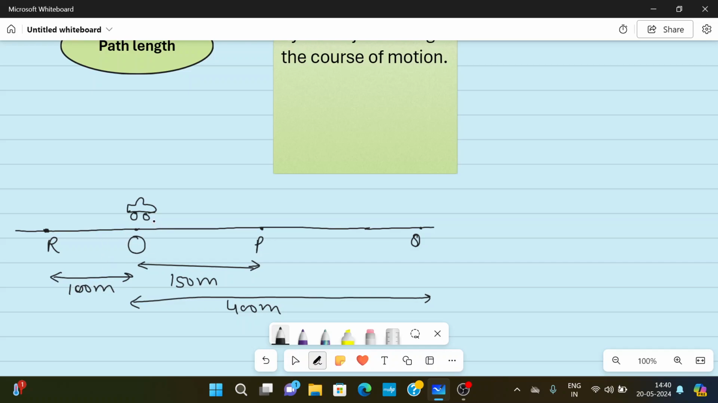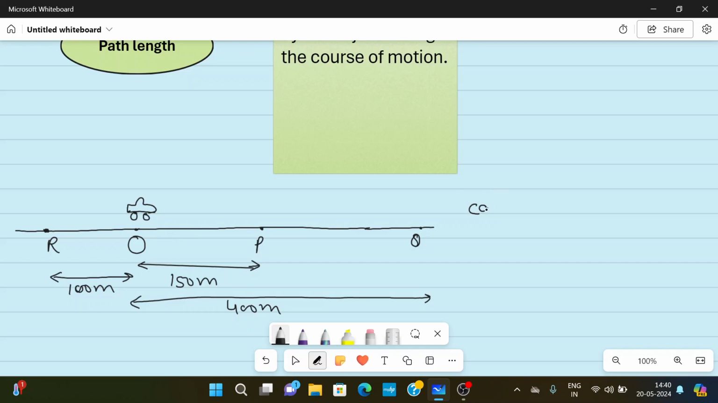Consider in the first case the car moves from O to P. In this case, the distance moved by the car is the distance OP, which is 150 meters. So in this case, the path length will be the distance OP, which is 150 meters.